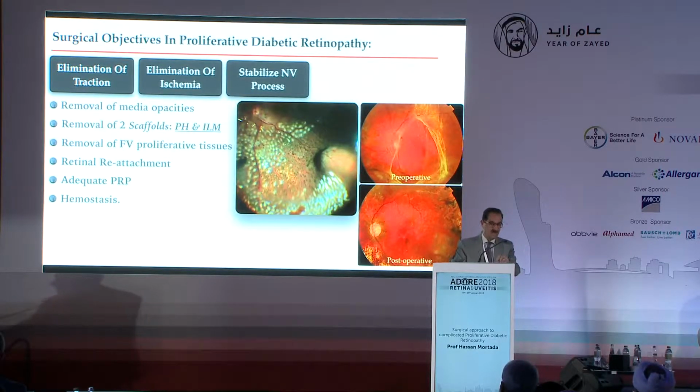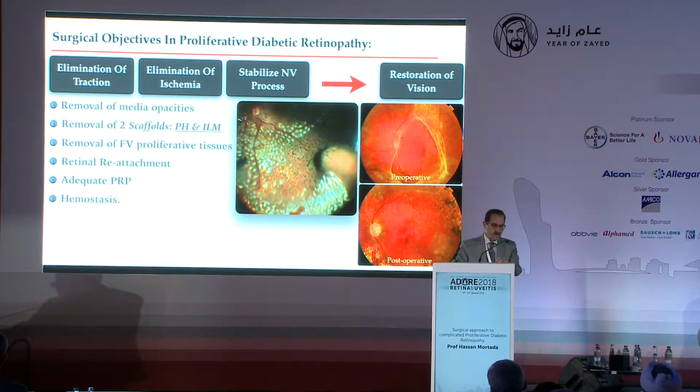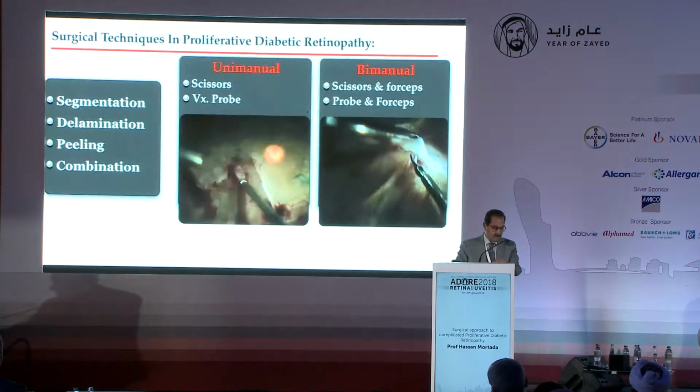What are the surgical objectives in proliferative diabetic retinopathy? Elimination of traction and elimination of ischemia. This is achieved through removal of media opacities, removal of the two scaffolds that we talked about in the previous presentation, removal of all fibrovascular tissue, retinal reattachment, adequate PRP, and hemostasis. This leads to restoration of vision. The final aim is to achieve a clean, attached, stable retina and long-term anatomical and functional results.